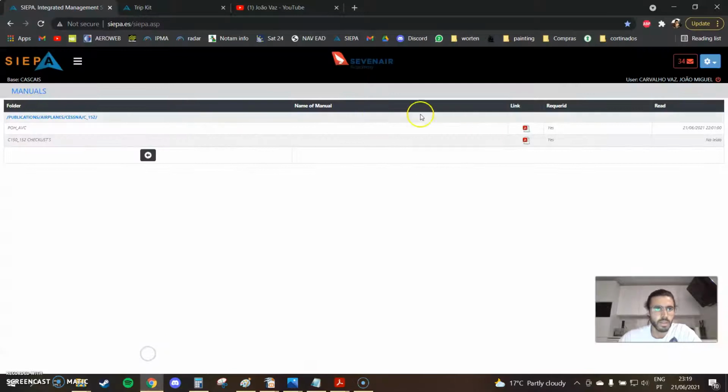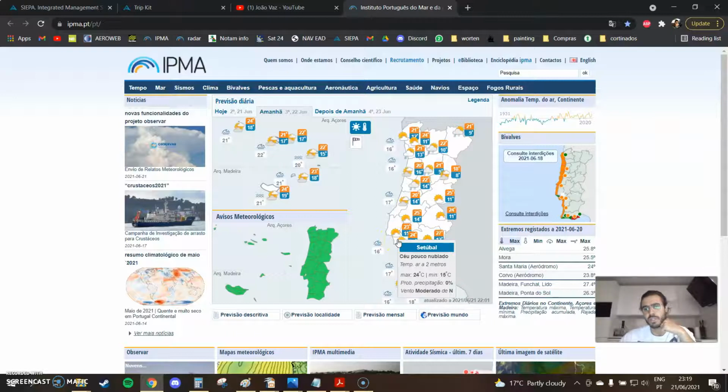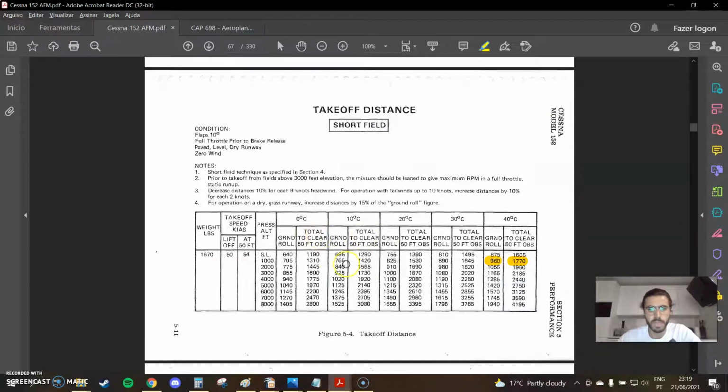Basically, like old ladies do, we just check the maximum temperature for the day ahead. All right, so I go for tomorrow, and I know that for me it's gonna be somewhere like 24 degrees Celsius, as you can see here. Okay, so with this I can go to my graph, and I know that it's pressure altitude sea level, and I have 24 degrees Celsius, which is between 20 and 30, and I'm going to consider 30 because I want the worst case scenario for me.